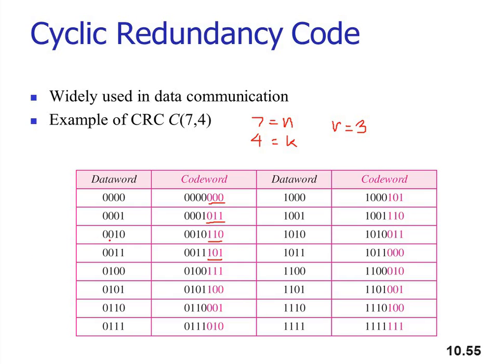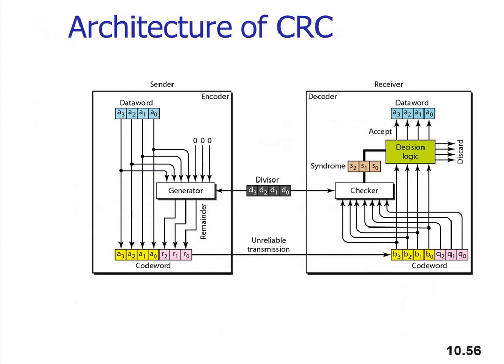You can see that the data word here is 0010, and for this 0010 the code generated, or the syndrome, is 110. If this 110 gets added, it forms a code word. So this is how the cyclic redundancy code is generated, but how it is actually generated, let us see.